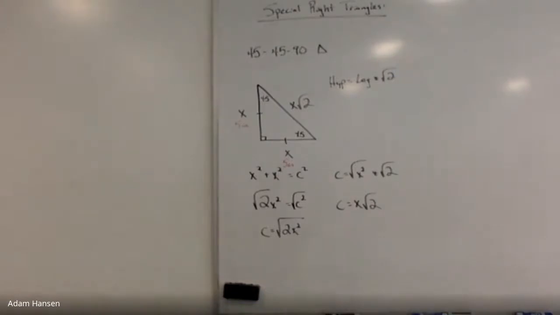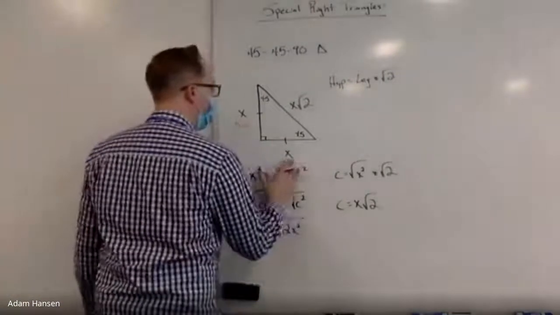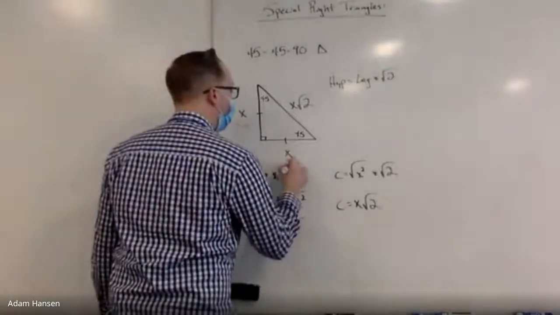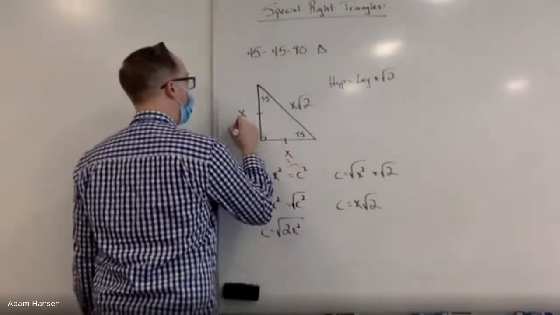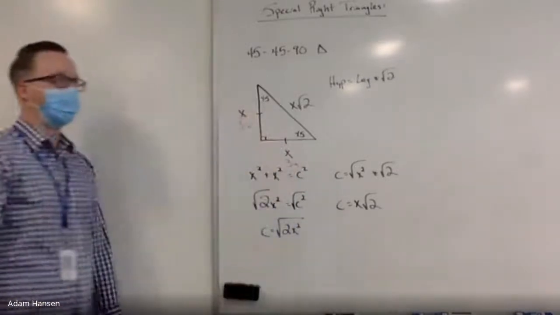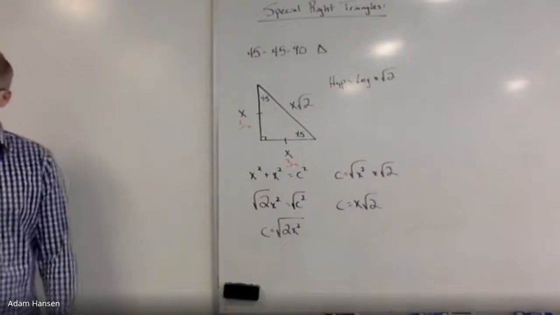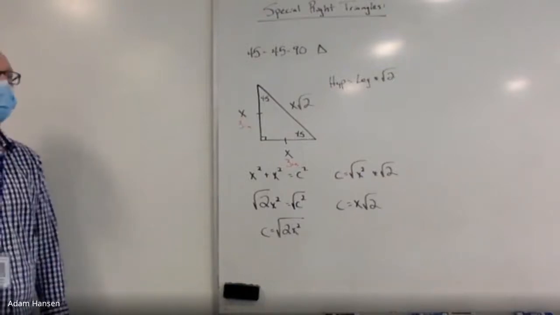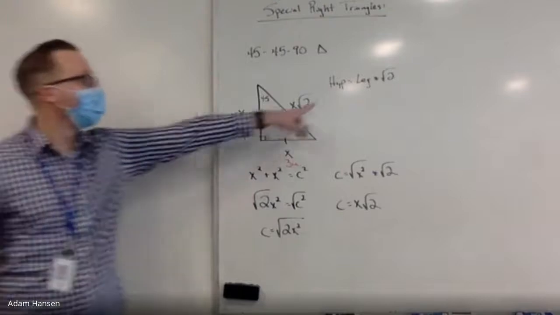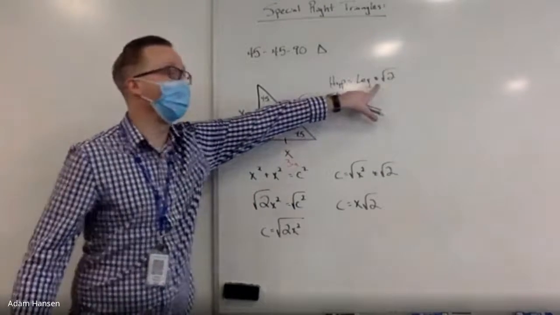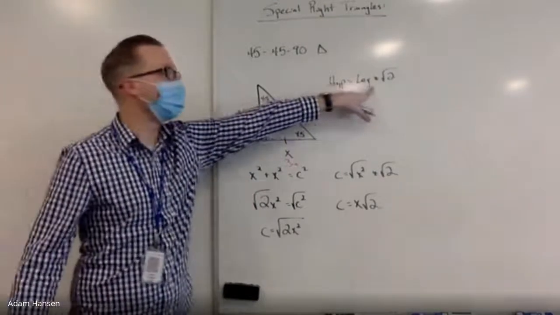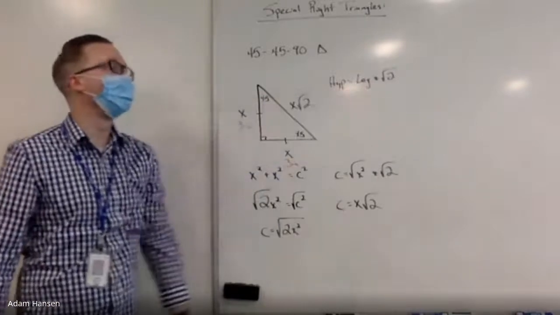Good. Let's try some more just to make sure we got it. If the legs were both 3 inches long, 3 square root of 2. You got it. To find the length of the hypotenuse in a 45-45-90 triangle, take the leg length times an extra square root of 2. The hypotenuse length is the leg length times an extra square root of 2.